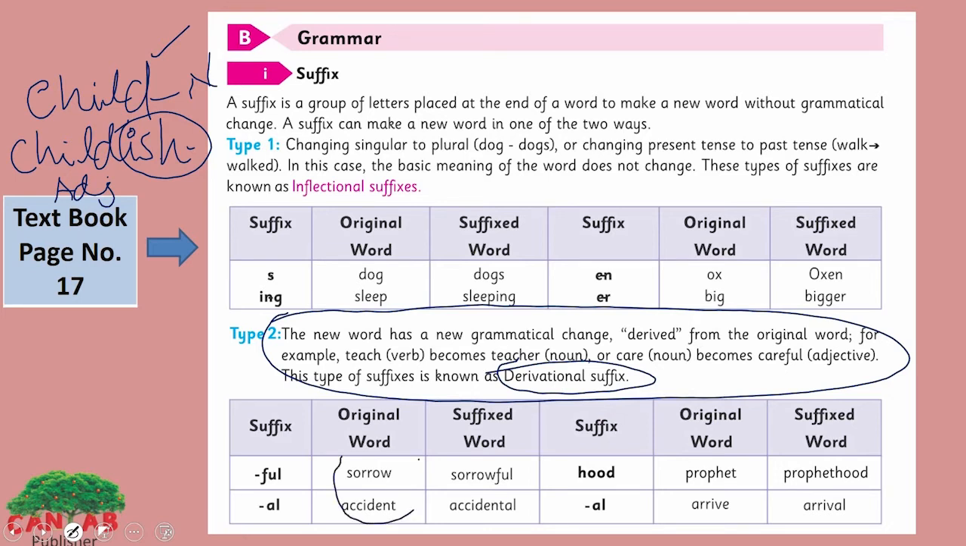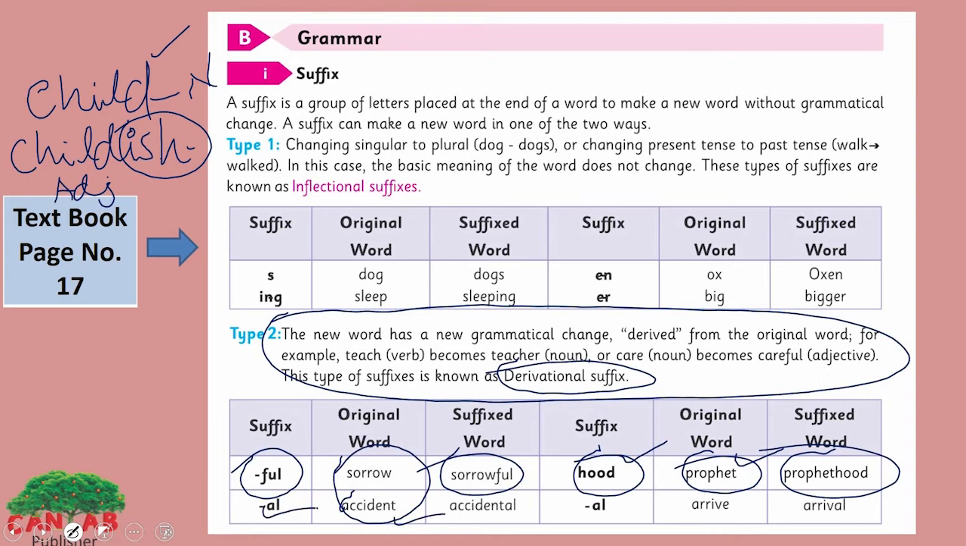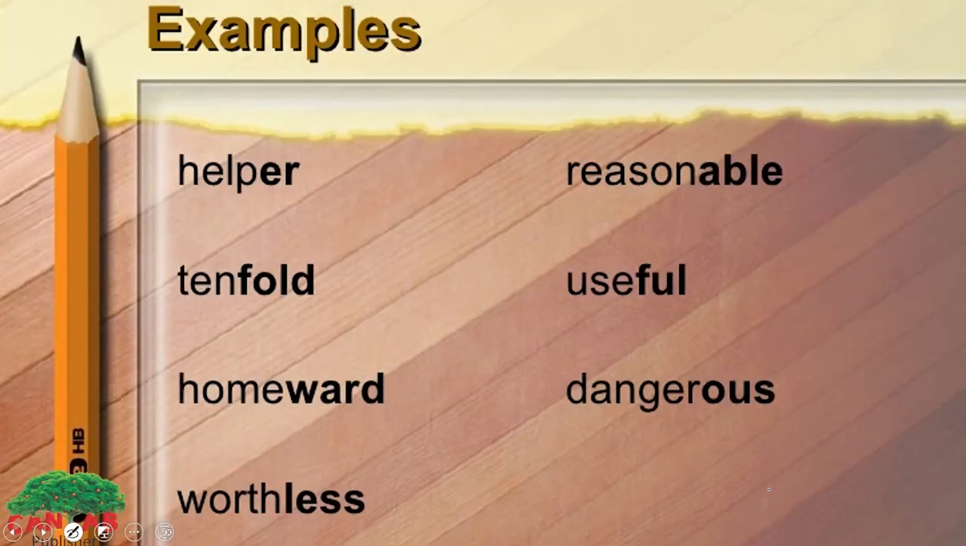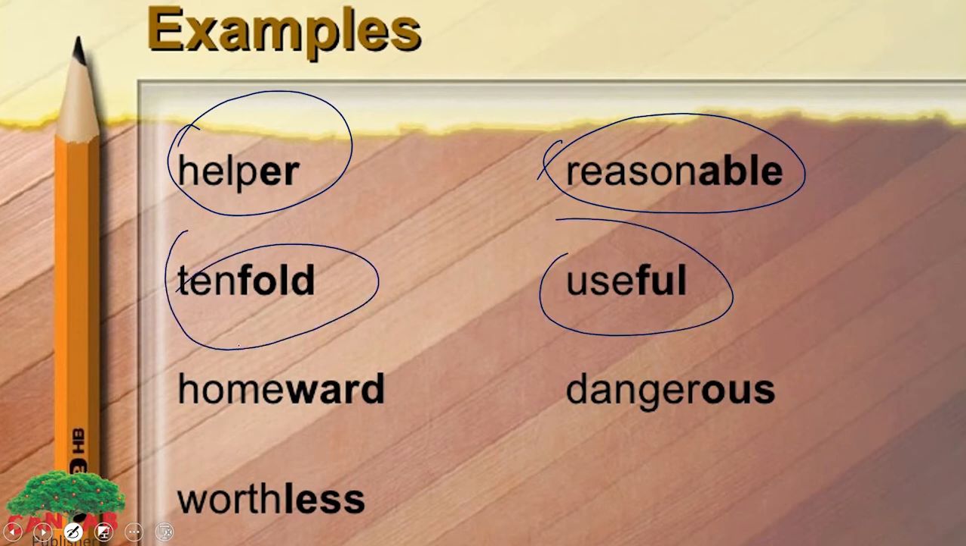So here the original words are, look at this, sorrow. If we add ful, the suffix here, it becomes sorrowful. It totally changes its meaning. Hood, prophet, so it becomes prophethood. The original word is prophet and the suffix is hood. Accident, accidental. Arrive, arrival. Look at the examples here. Helper, reasonable, useful, tenfold, homeward, worthless, dangerous.